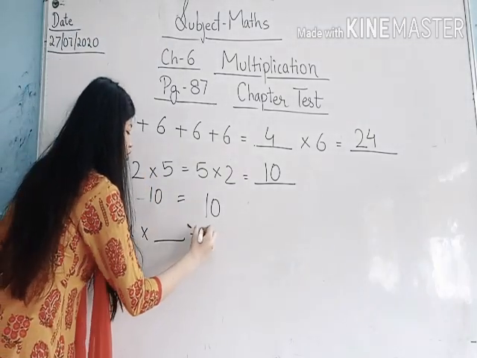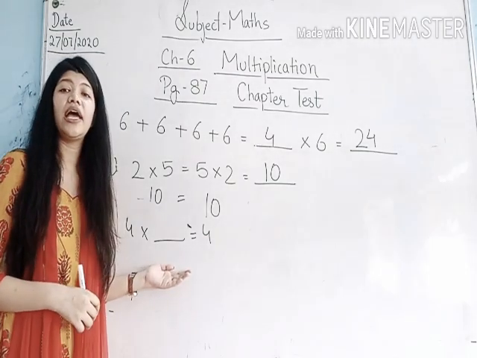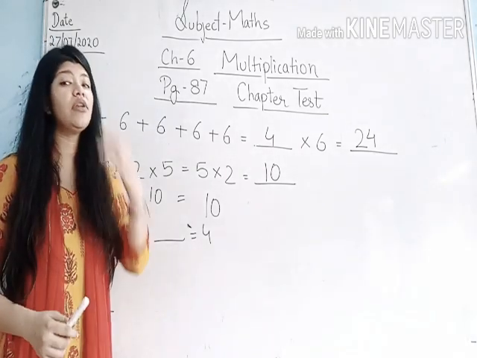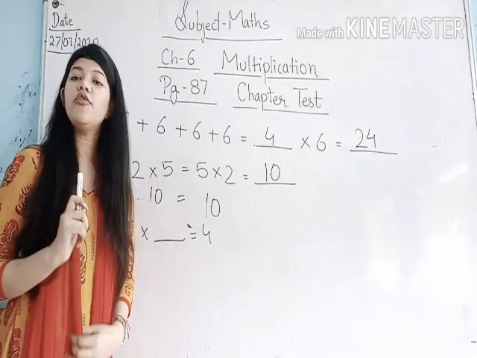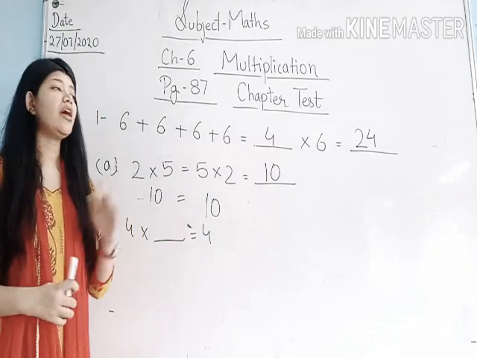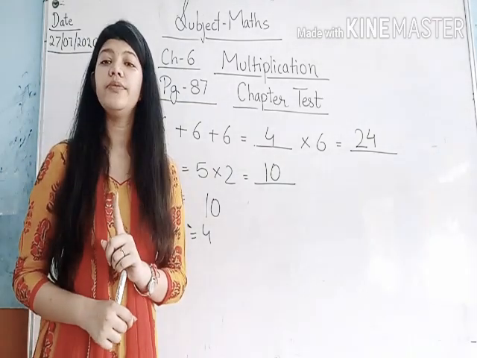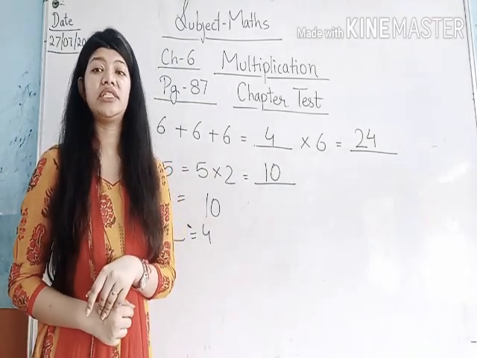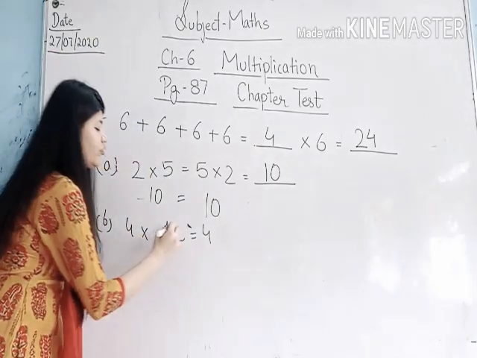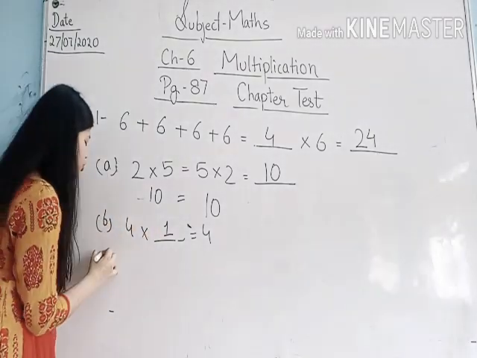into dash is equal to 4. Now tell me, by which number will we multiply 4 to get the answer 4 only? Which number will we multiply? We will multiply by 1. Then only we will get the answer 4. As we have learned, if we multiply any number with 1, then the answer will be the number itself. That was our second property. So 4 into 1 is equal to 4. Okay, now let's come to C part.